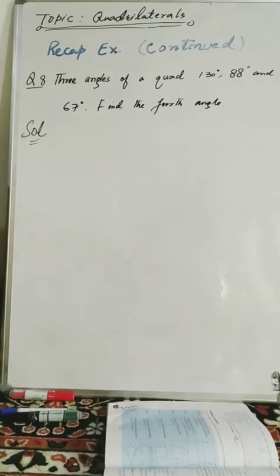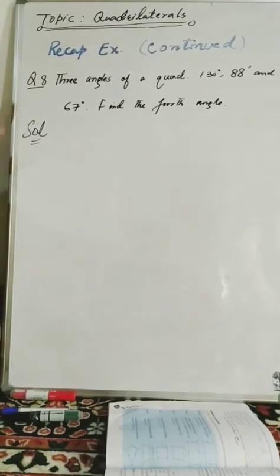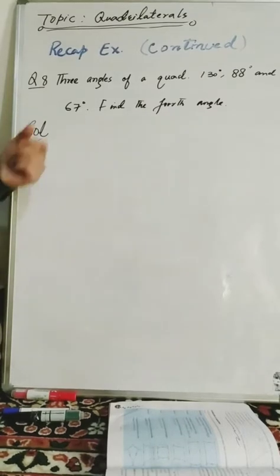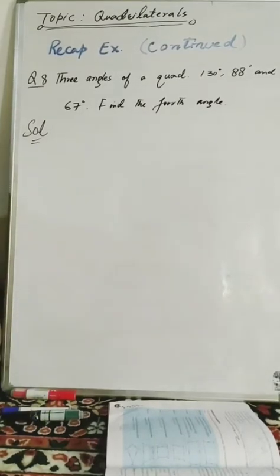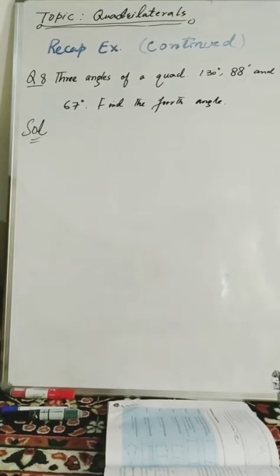Let us do more questions from the recap exercise. This is question 8. Three angles of a quadrilateral are 130 degree, 88 degree and 67 degree. We have to calculate the fourth angle of the quadrilateral.